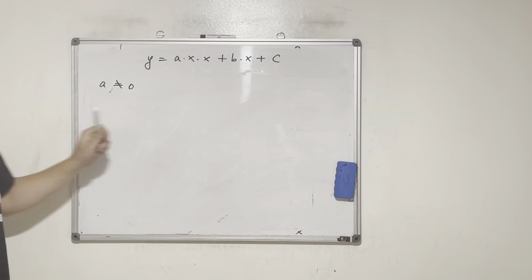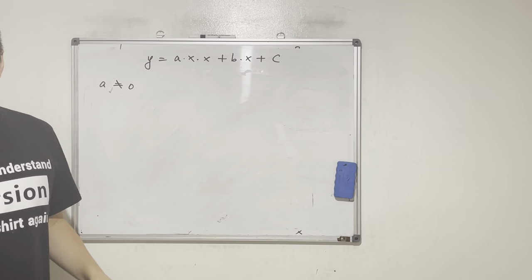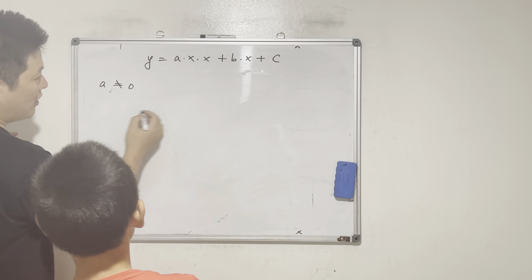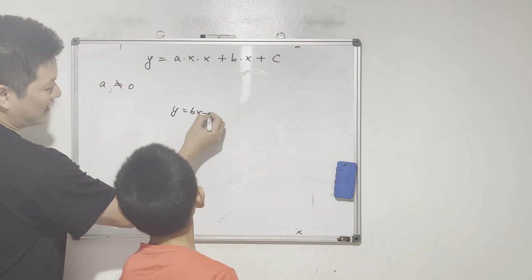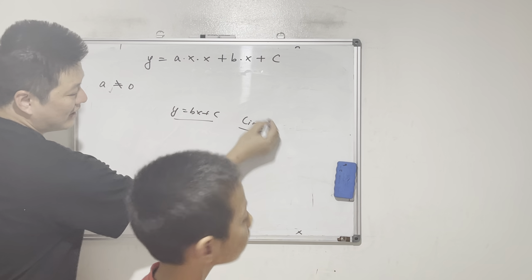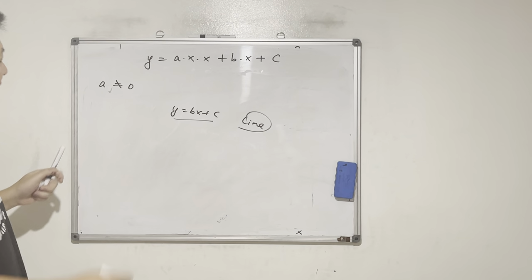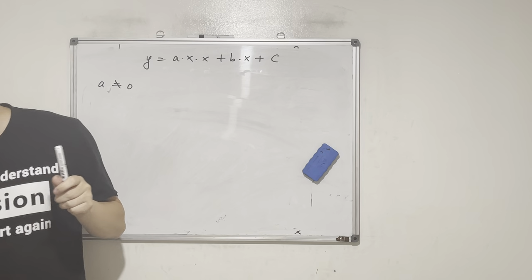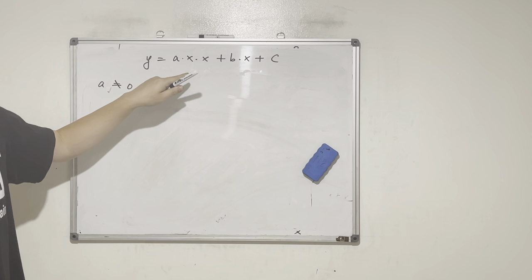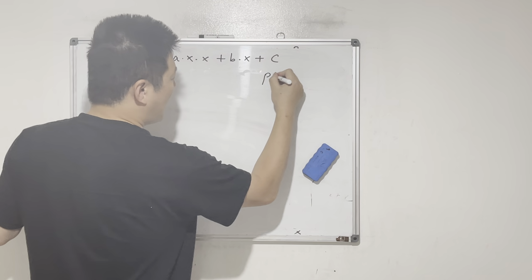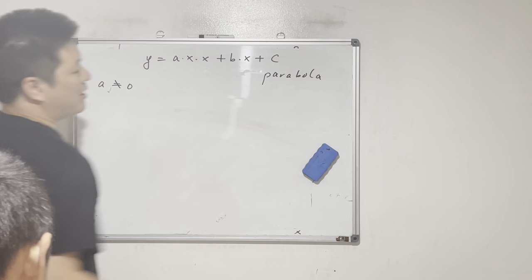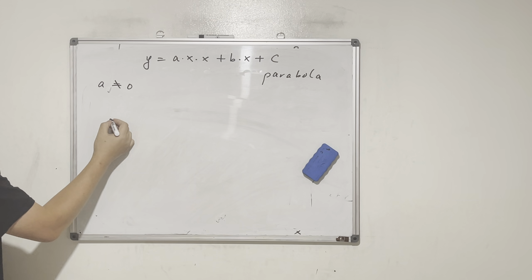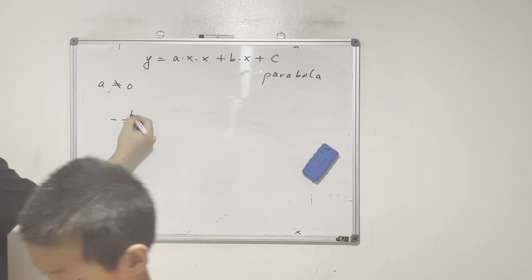If a is 0, what happens? This is 0, so y will be bx plus c. And what's this? This is a line, okay? And if a is not equal to 0, b and c can be zero, right? So this is a quadratic, it's a parabola, right? And its symmetric axis is minus b over 2a.